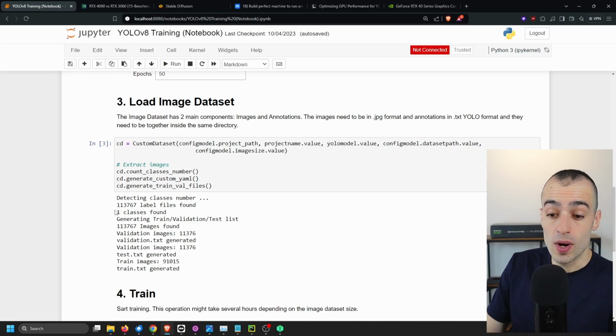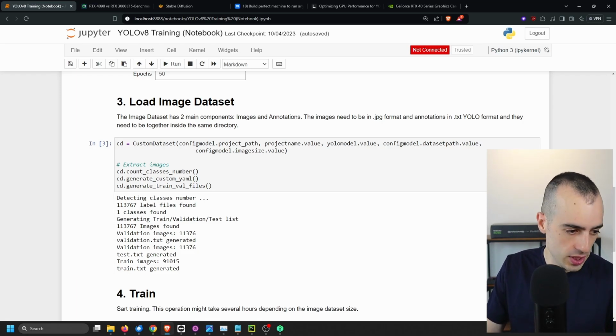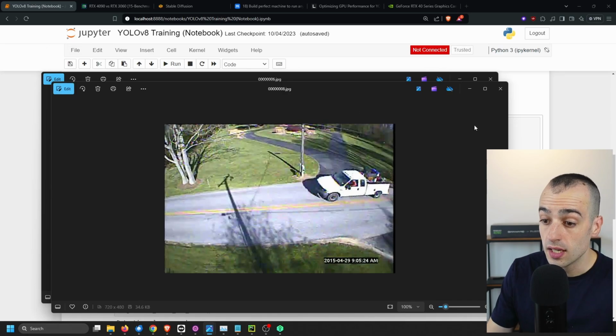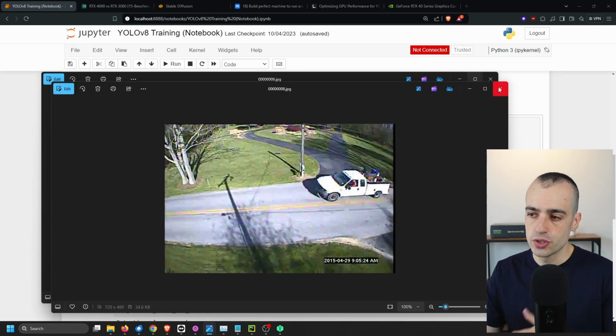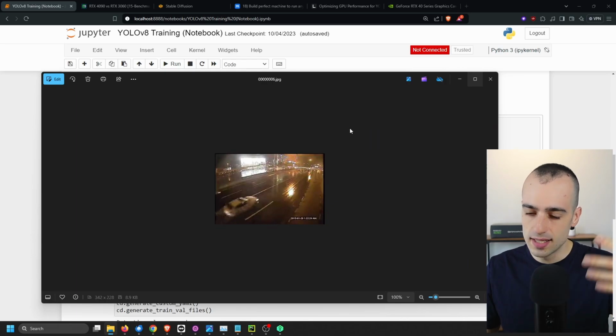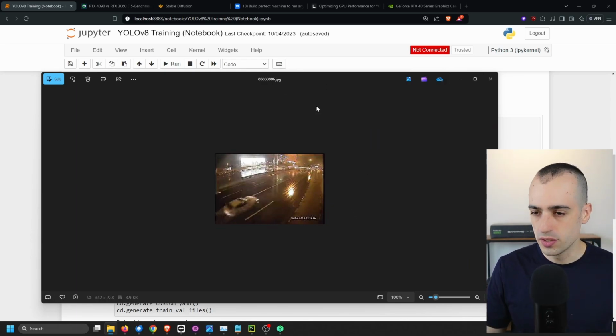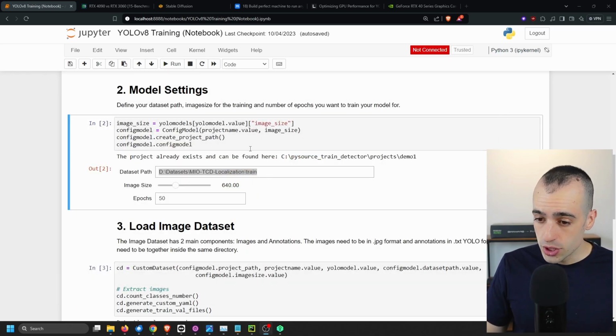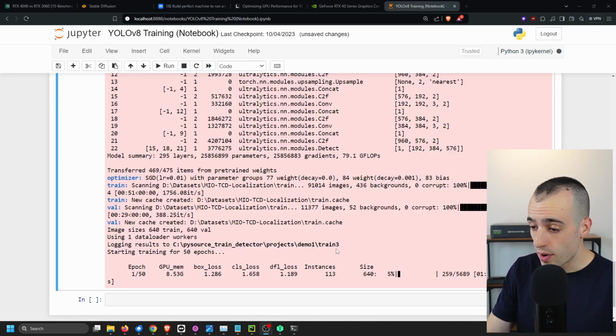What I have here is 113,000 images. This is a data set to train vehicle detection in any condition of the day. So that's why we need a night data set, a day data set, different conditions. That's why we also have so many images, 113,000 images. We now have the training running.